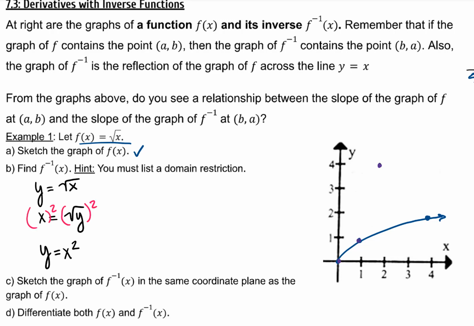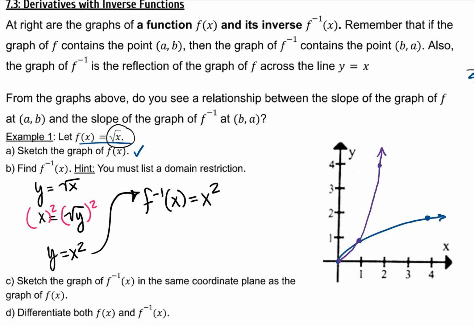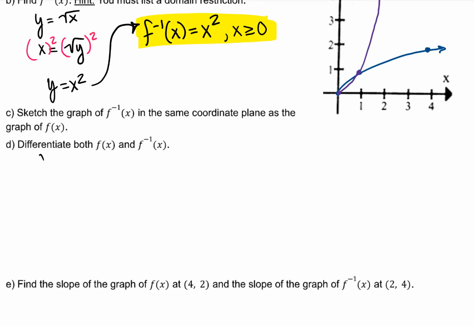We must write a domain restriction because for root x, the x values can only be 0 to infinity. So when finding the inverse, that domain restriction also applies to the inverse. Sketch the graph, which we already did. Differentiate both of them.